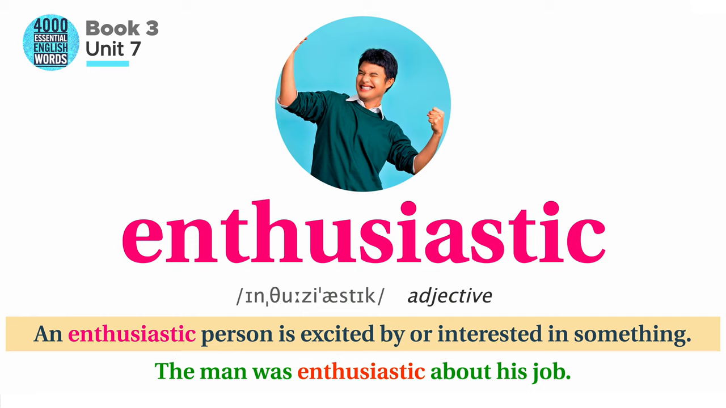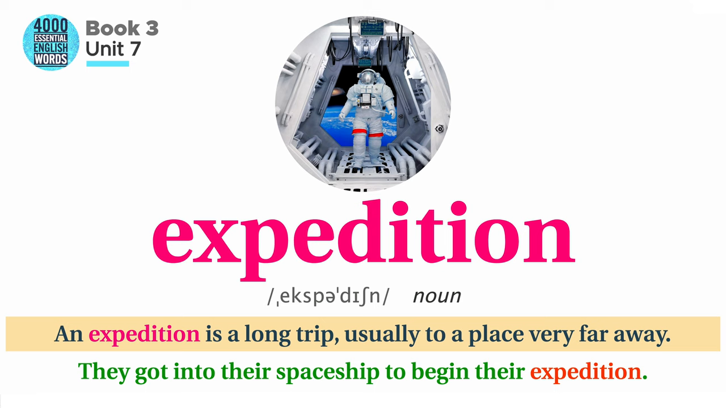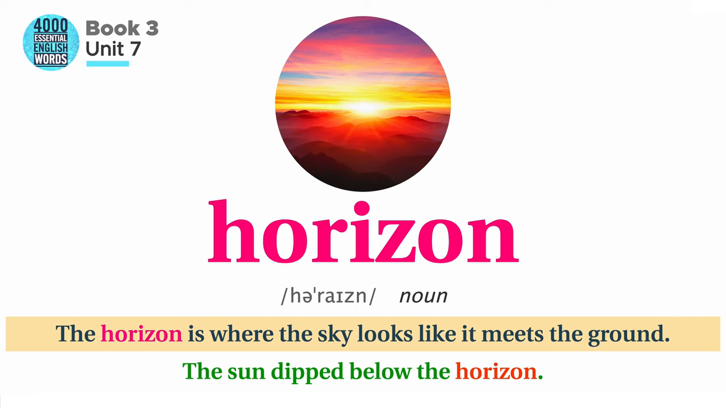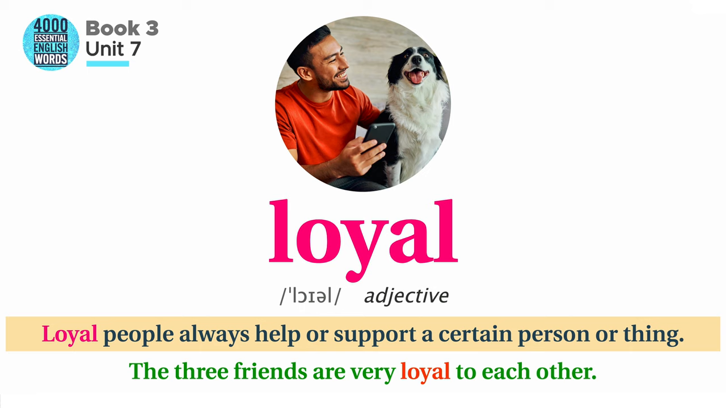Expedition. An expedition is a long trip, usually to a place very far away. They got into their spaceship to begin their expedition. Horizon. The horizon is where the sky looks like it meets the ground. The sun dipped below the horizon. Loyal. Loyal people always help or support a certain person or thing. The three friends are very loyal to each other.